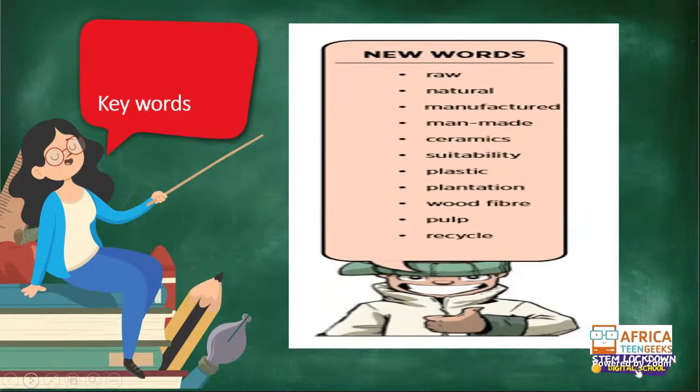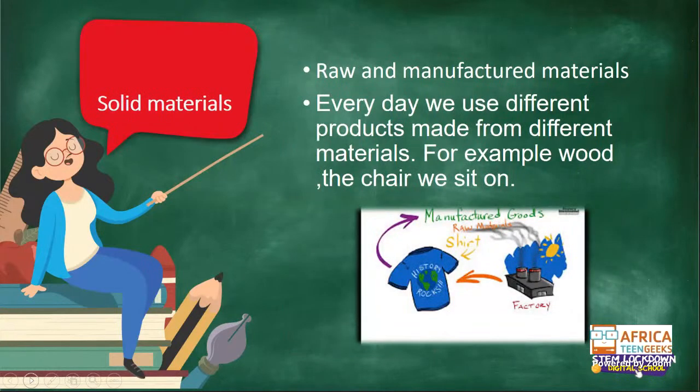Sustainability, plastic, plantation, wood fiber, pulp, and recycling. So if you don't see that a word has popped up during this lesson, it means that this word will pop up during this topic of solid materials, including raw materials and manufactured materials. So the first one, what are raw materials and manufactured materials?